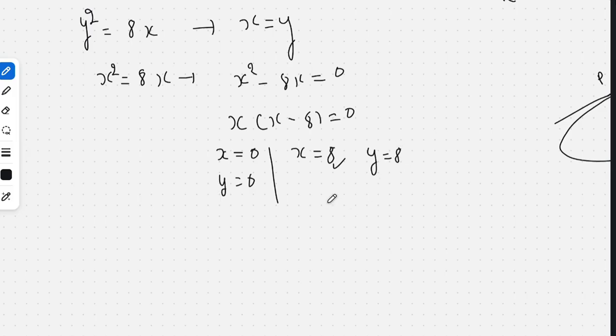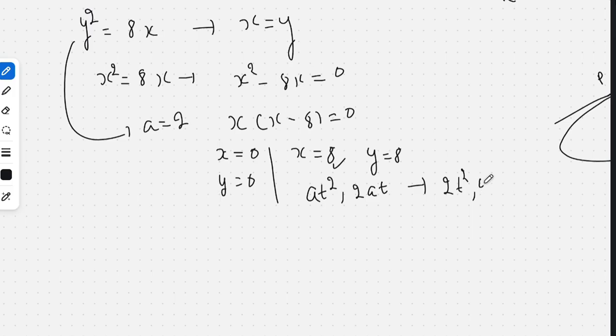So y will also be 8. Now compare this with (at square, 2at). For y square is equal to 8x, a will come out to be 2. So this is (2t square, 4t), and here you can see the value of t is simply 2. Always find the value of t using the non-square term. Because if I equate t square with 4, t will come out to be plus minus 2, so there will be confusion. So always compare the non-square term.